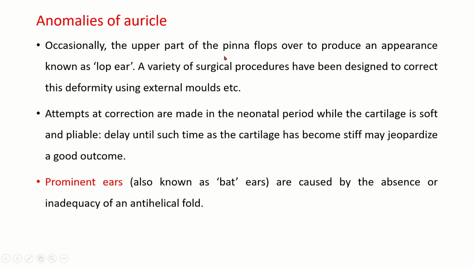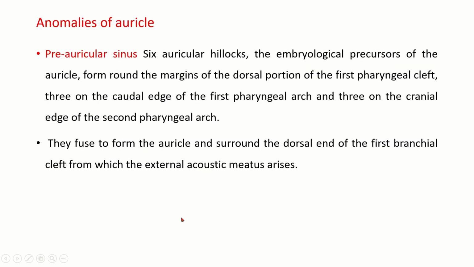Occasionally the upper part of the pinna flops over to produce an appearance known as lop ear. A variety of surgical procedures have been designed to correct this deformity using external molds. Attempts at correction are made in the neonatal period while the cartilage is soft and pliable. Delay until such time as the cartilage has become stiff may jeopardize a good outcome. Prominent ears, also known as bat ears, are caused by the absence or inadequacy of the antihelical fold. The preauricular sinus is an additional anomaly.